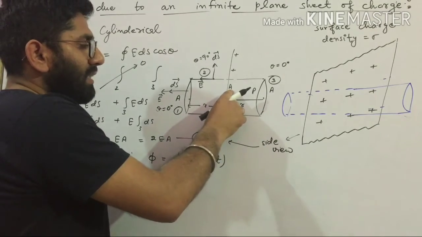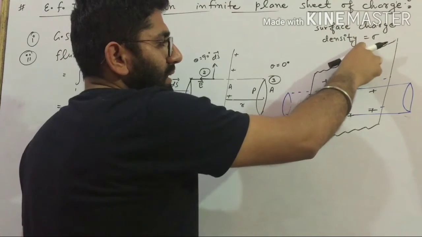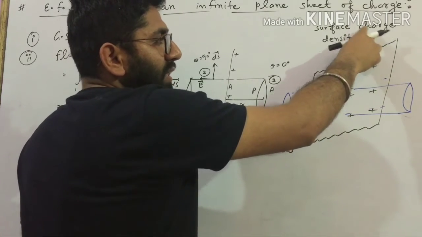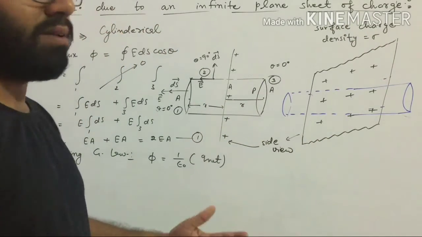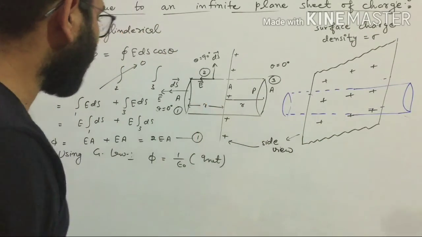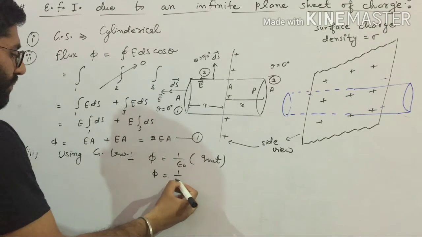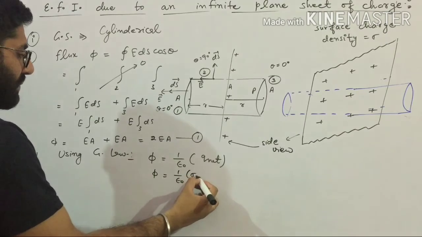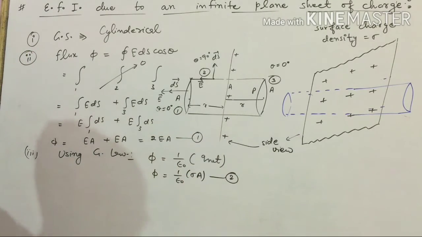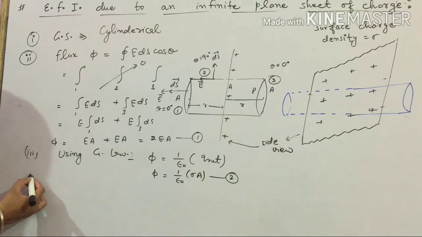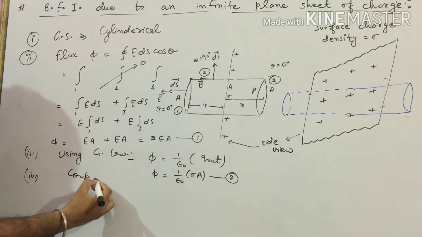So if area A is inside, and the surface charge density is sigma, surface charge density sigma means a unit area of the sheet will have a charge equal to sigma. So 2 units will have 2 sigma, A units will have A sigma. Using this, we have that the flux is 1 upon epsilon naught times sigma A. This is equation number 2. Now the last step, we have to compare both of these equations.